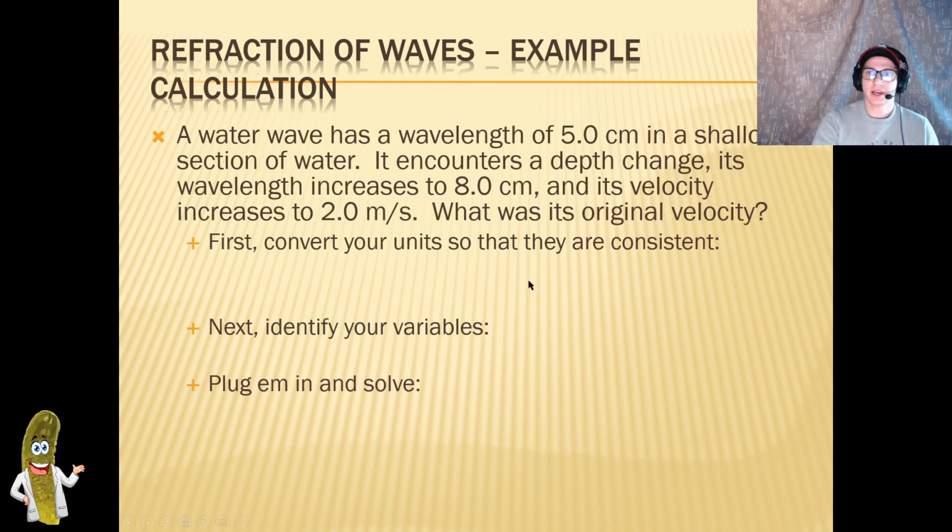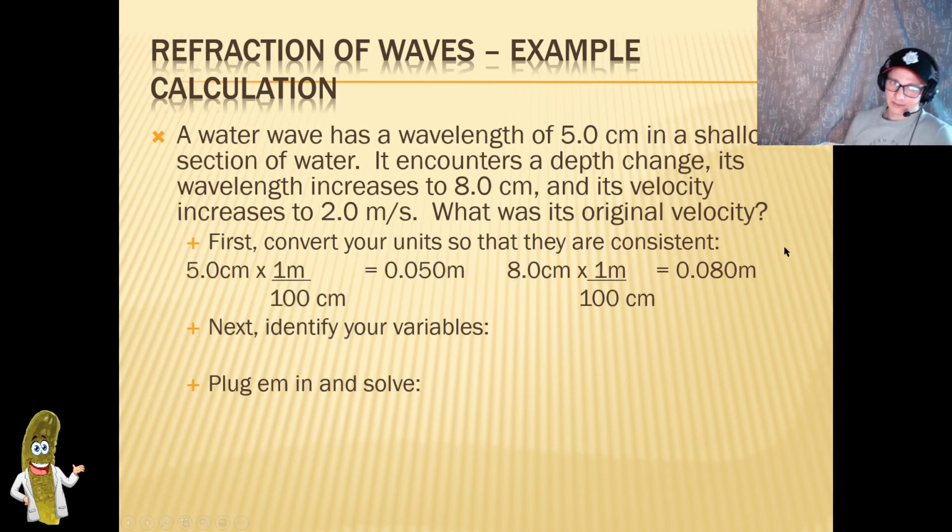So the one calculation from this PowerPoint is that a water wave has a wavelength of 5.0 centimeters in a shallow section of water. It encounters a depth change, and its wavelength increases to 8.0 centimeters, and its velocity increases to 2 meters per second. What was its original velocity?